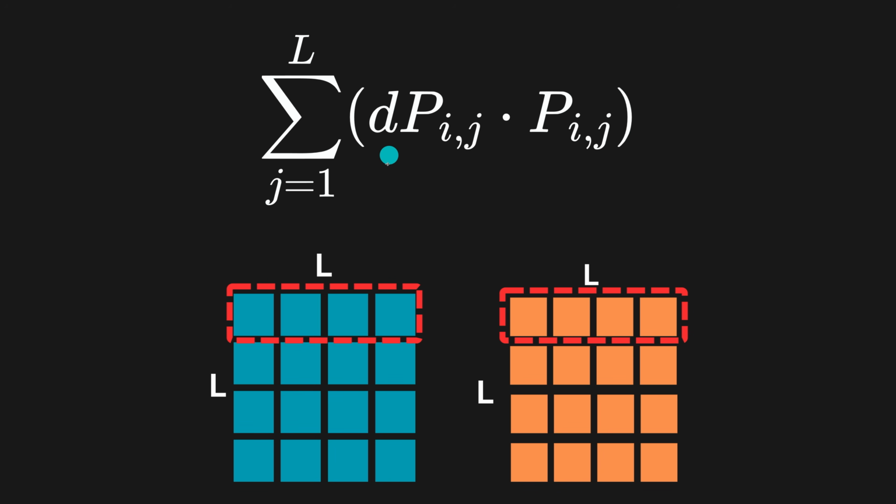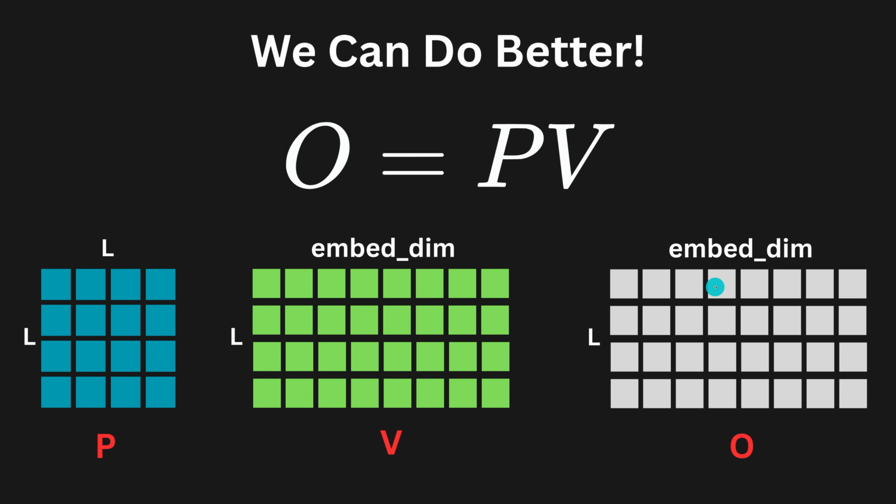This dot product is really the sum from 1 to L of dp ij times pij. So I'm going to do this element times this element plus this times this, this times this, this times this, so on and so forth. But we can do better.